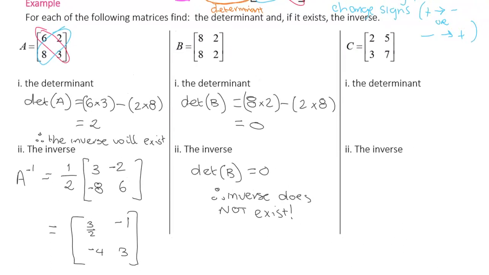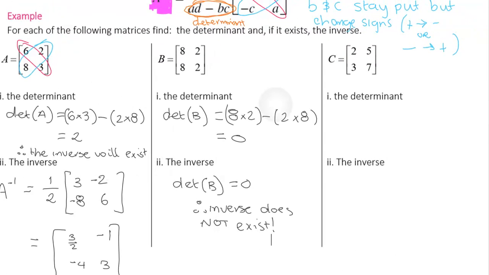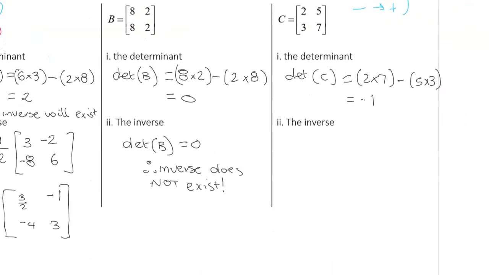Let's look at the next one, part C. Let's find the determinant of matrix C. So we'll have 2 multiplied by 7, take away 5 multiplied by 3, and that will give us -1. So our inverse does exist.